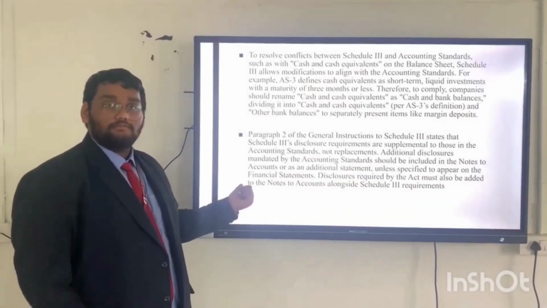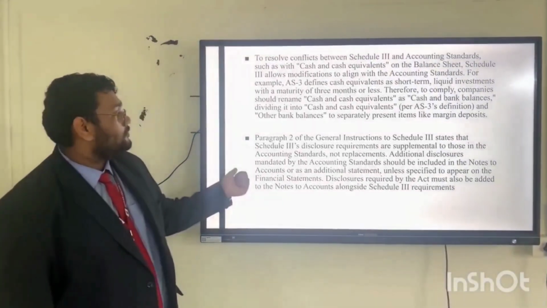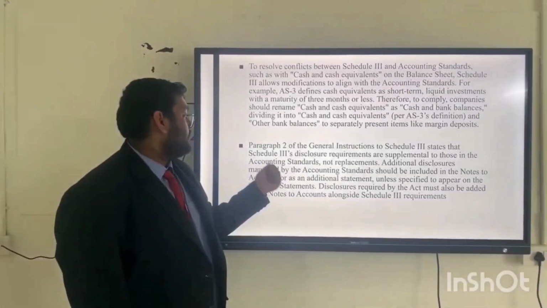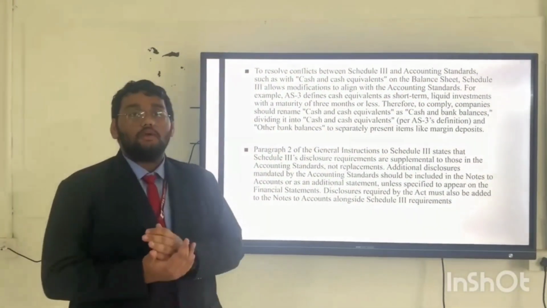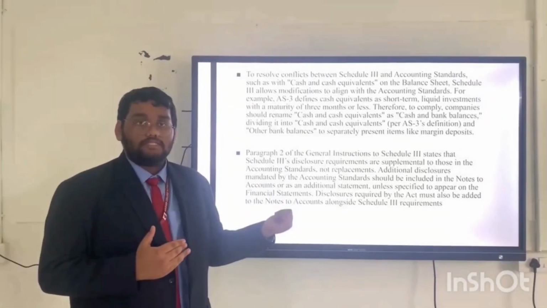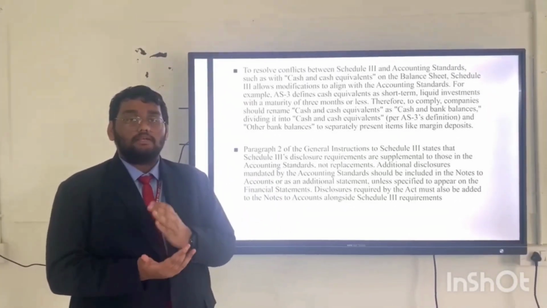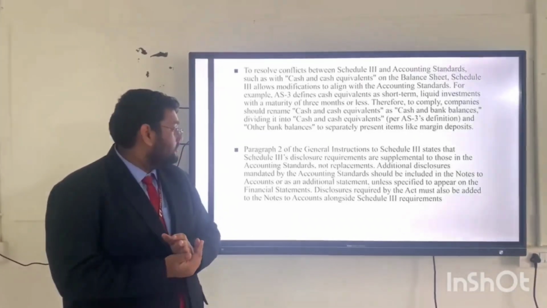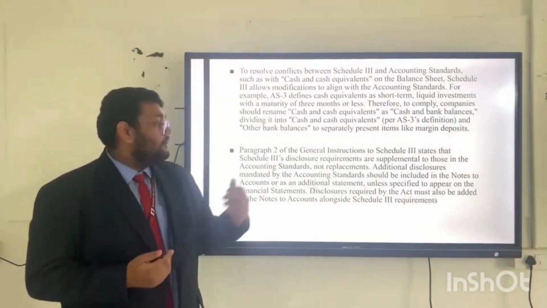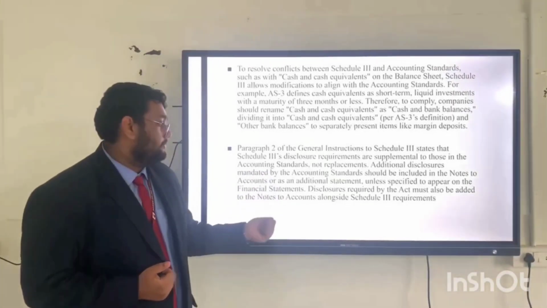The fourth general instruction, which is para 2, talks about how disclosure requirements are supplementary to those of accounting standards, meaning that Schedule 3 also has some disclosure requirements, but these are supplementary to the accounting standards disclosure. This means that the accounting standard disclosure as well as Schedule 3 disclosures both need to be done. One does not replace the other, both should be done.